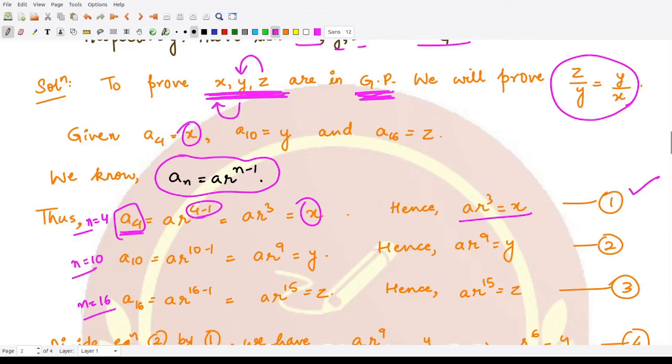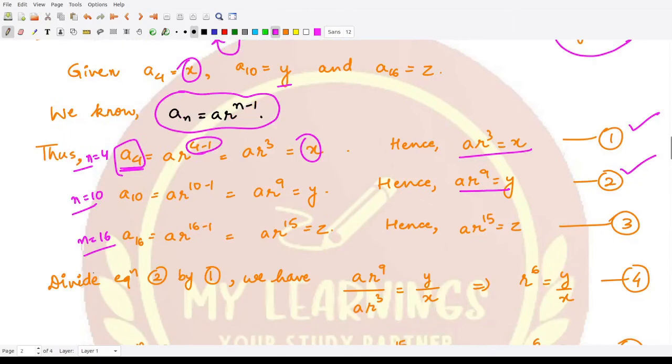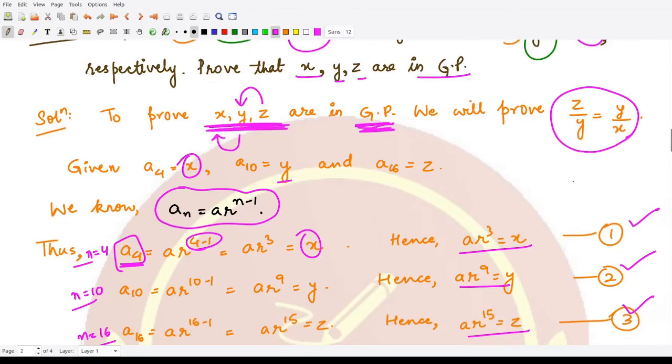Next, when you substitute n is equal to 10, you have a10 as a r raised to power 10 minus 1, which is a r raised to power 9, which is given to us as y. So we have a r raised to power 9 is equal to y. Let's mark this as equation 2. Similarly, when you substitute n is equal to 16, you will arrive at this third equation. Correct?